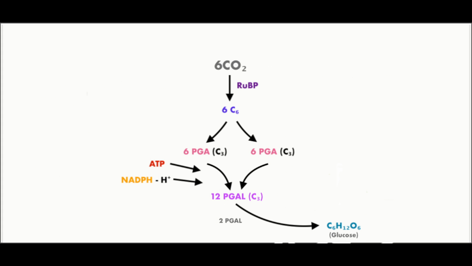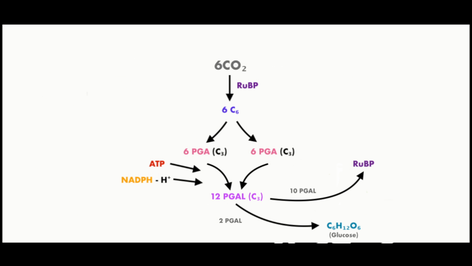C6H12O6, also known as glucose, which is used as energy for cellular respiration. The leftover 10 PGALs recycle back into RuBP, which continues the cycle.